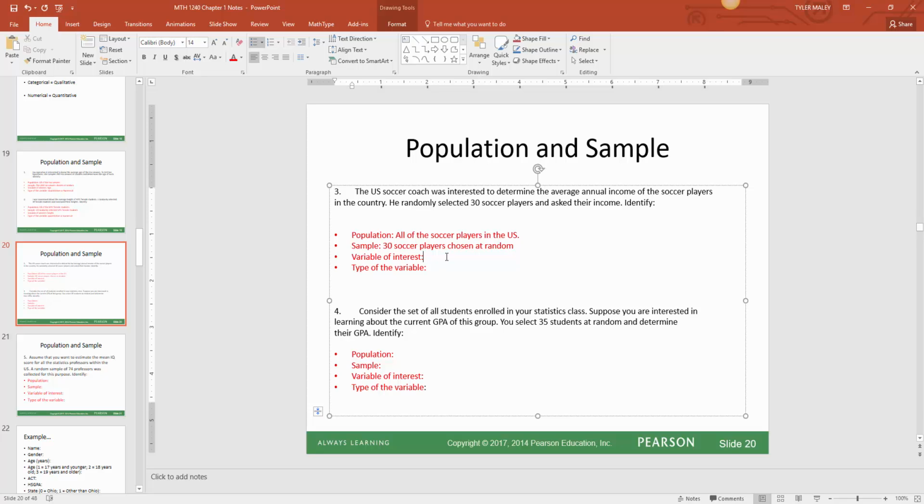The variable of interest is annual income, right? And the type of variable is yet again quantitative or numerical. Good. So then there's another one here that you can try on your own, and there's also a fifth one you can try on the next slide. So practice that and see if you can identify the population, sample, variable of interest, and the type of variable.